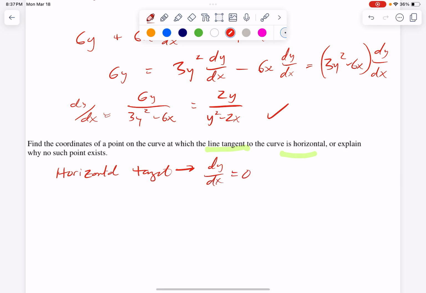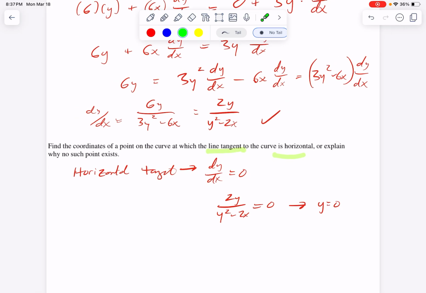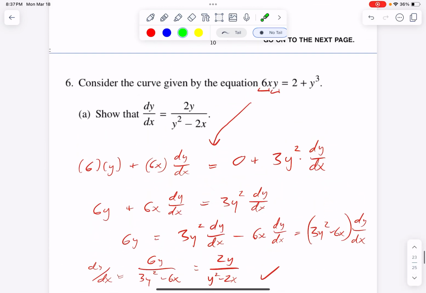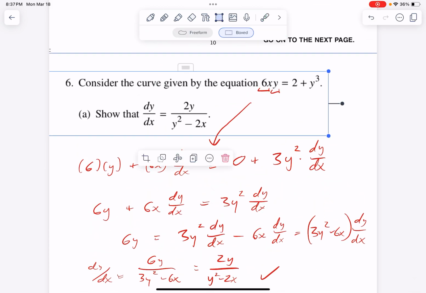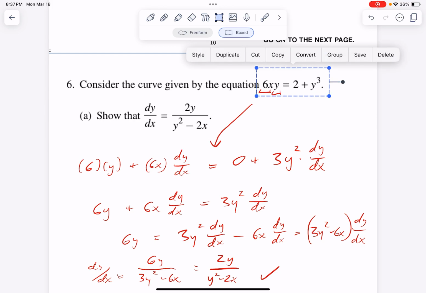So what that means is 2y over y squared minus 2x is equal to 0. And a fraction is only 0 if y is equal to 0. Now it is not asking me just for y, it is saying find the coordinates of a point. So I'm not done until I know an x-coordinate. So we'll go back and we will look at this. Here is the equation of the curve.